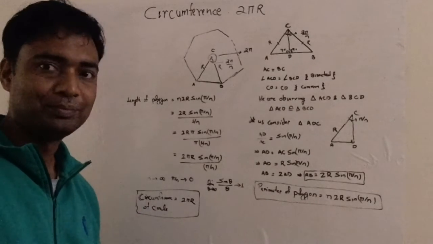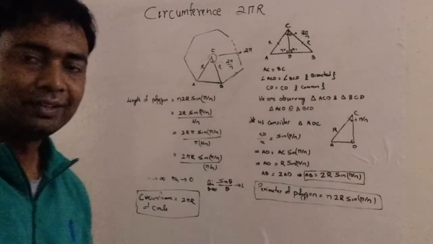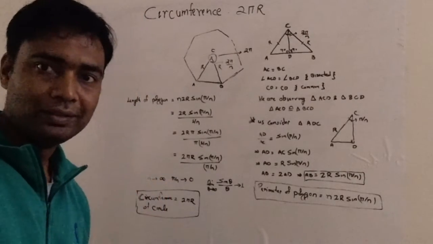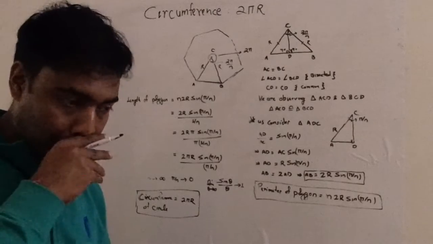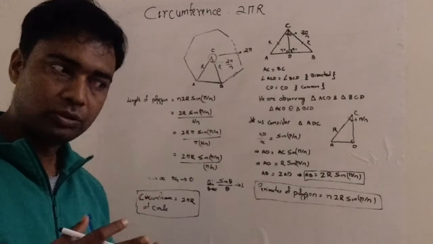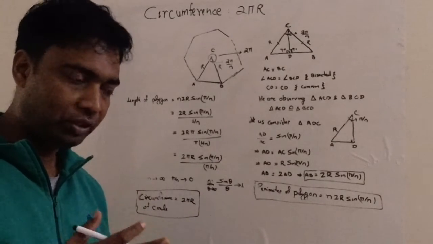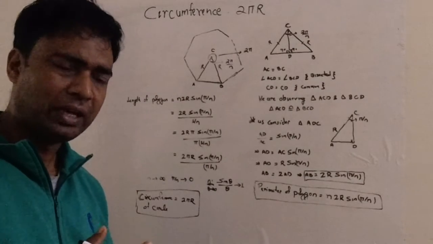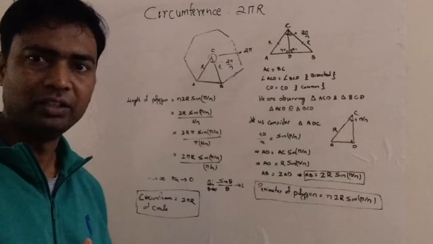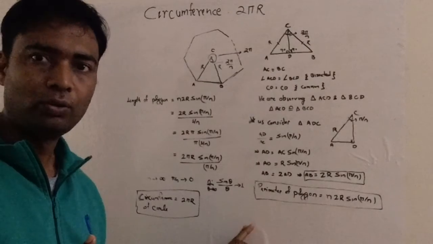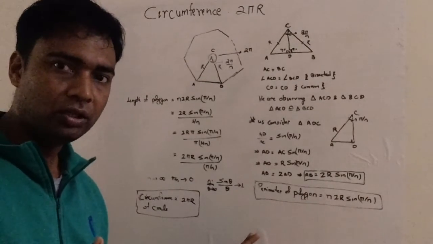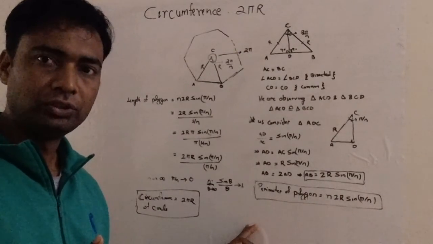This is very interesting. I know that you will also be very excited and have enjoyed it. So we have basically used some trigonometry, some geometry, and some fundamental calculus. That's it, and there is nothing more in it. So this was all about how we got that the circumference of a circle is 2 pi r.